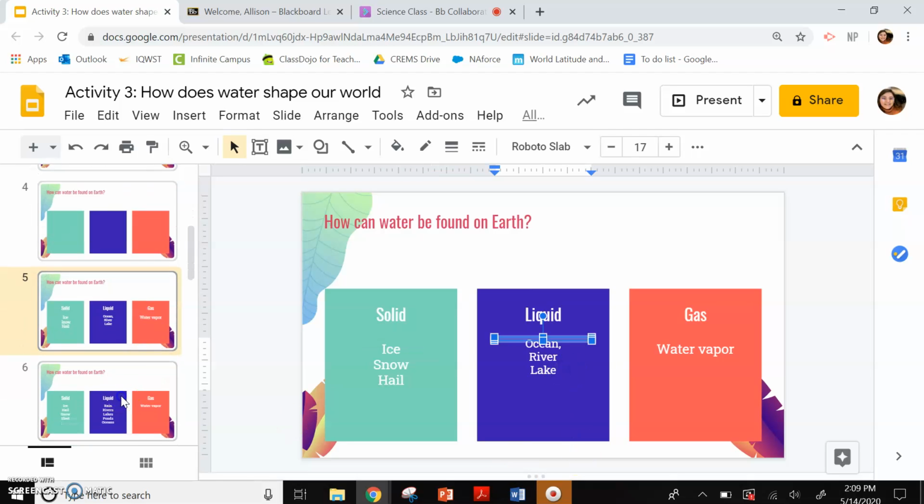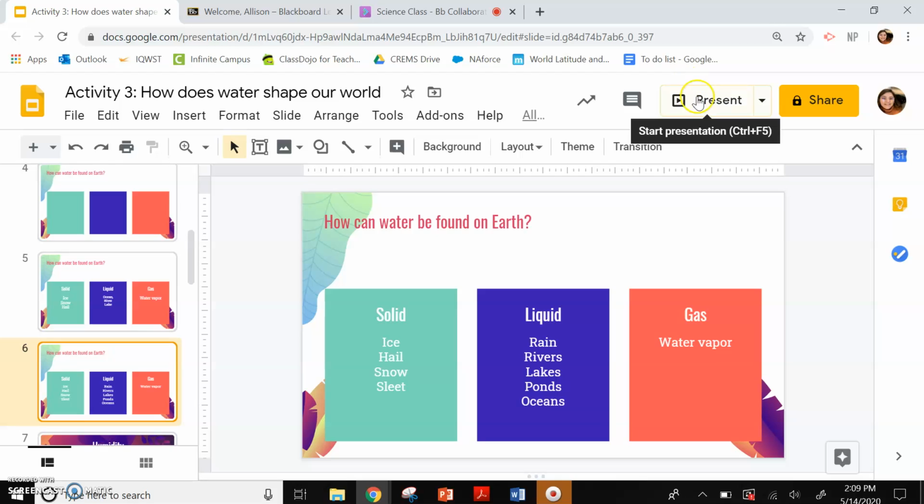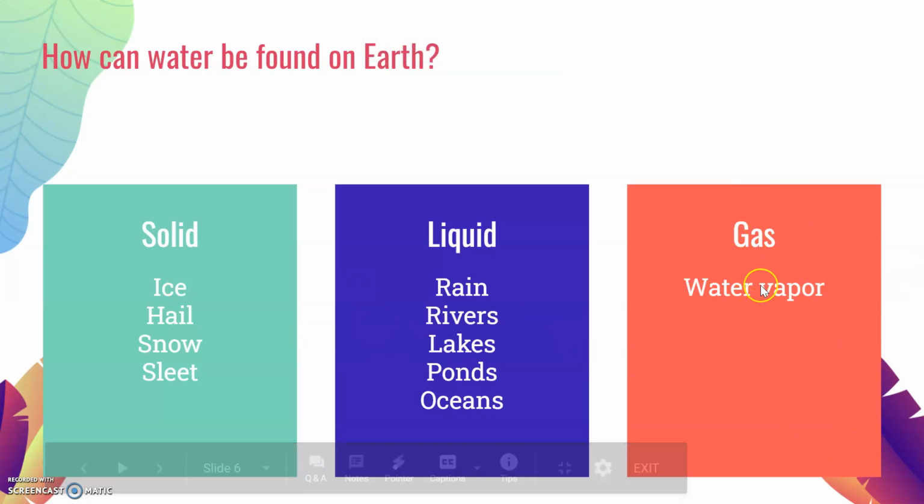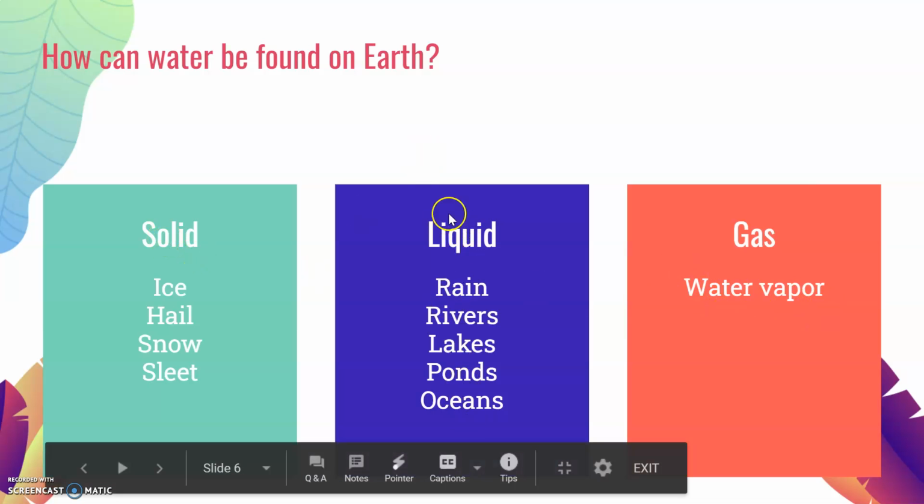So we have all of these different ways that we can find water, and there's definitely more ways. You guys definitely need to know that gas water is called water vapor. And yep, Demia, you were right. Don't forget that rain is also liquid water. Okay. Oh, awesome. Okay, that's great.